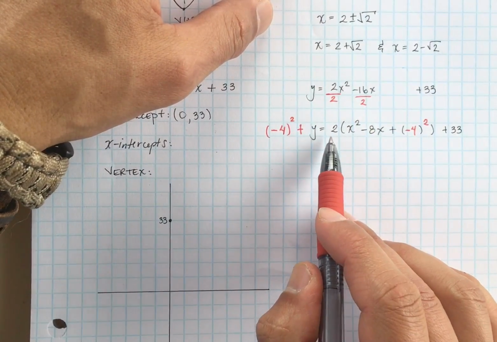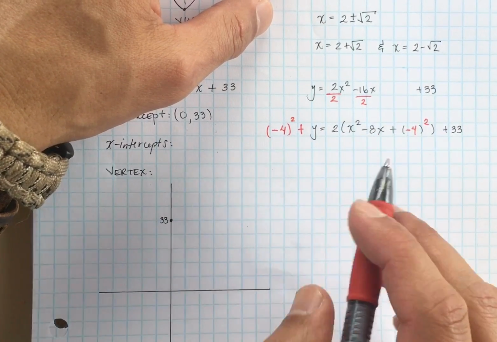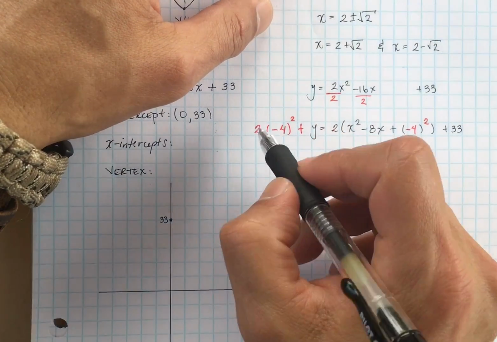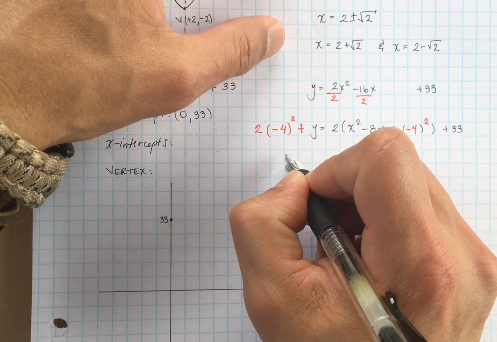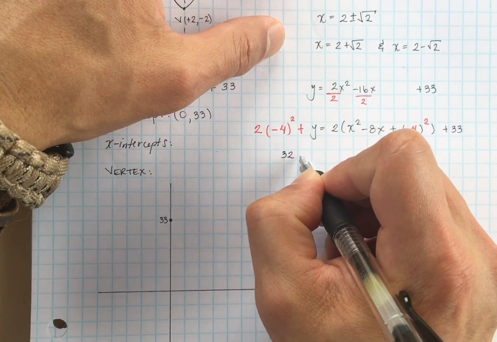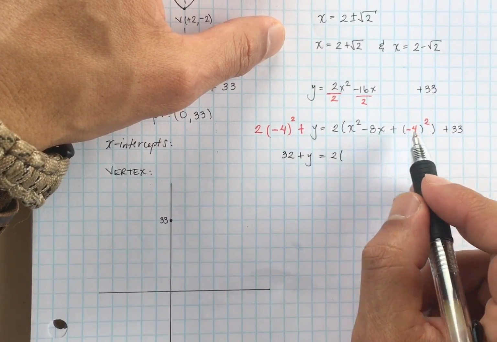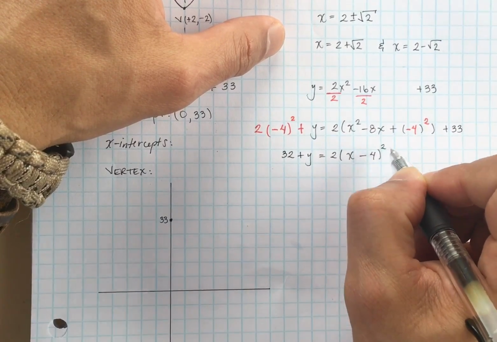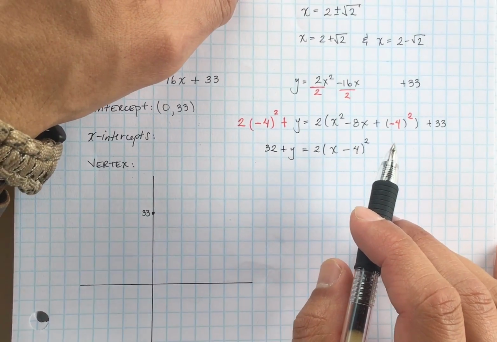But you see this 2, how it's multiplying everything on the inside. Ven como este 2 está multiplicando todo lo de adentro. También se va a usar. So we're going to use it as well. So that's going to give us 16 times 2 is 32. Entonces nos va a dar 32 más la y igual a 2. Now this, you can factor it. Eso se puede factorizar. You're going to get x minus 4 squared. And if you don't know how to factor that, just go ahead and look at the other videos.